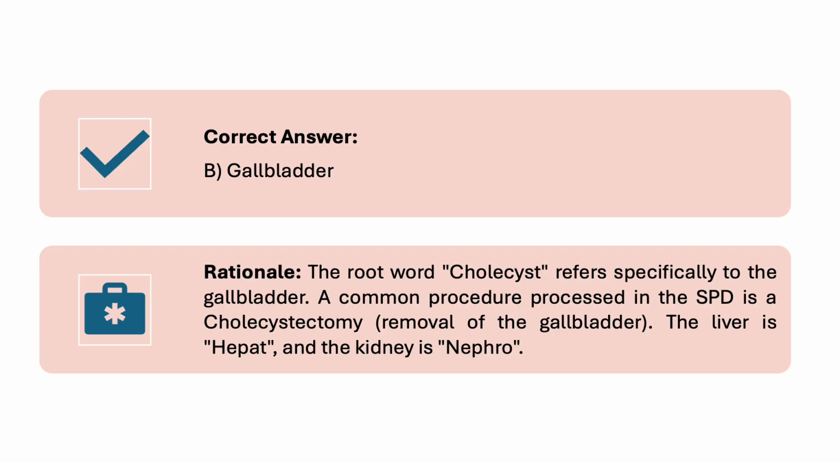Correct answer, B. Gallbladder. Rationale. The root word cholecyst refers specifically to the gallbladder. A common procedure processed in the SPD is a cholecystectomy, removal of the gallbladder. The liver is hepat, and the kidney is nephro.